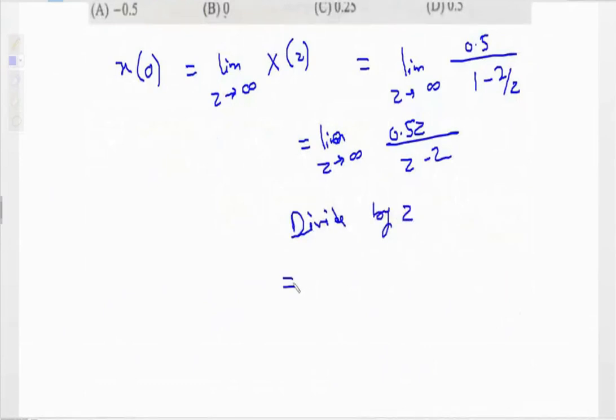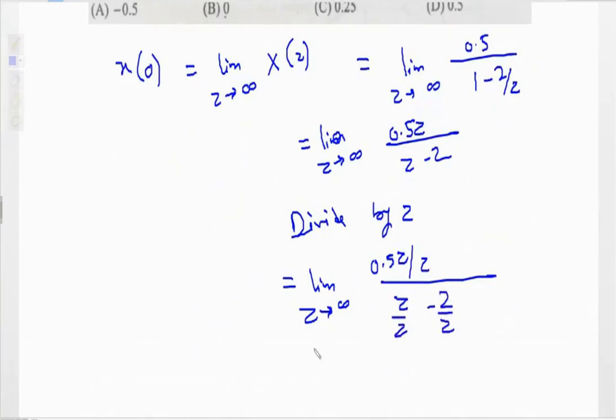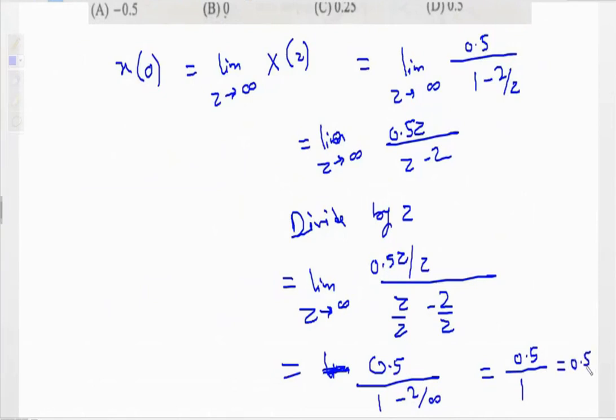So that becomes limit z tends to infinity of 0.5 z divided by z, divided by z minus 2 by z. And z cancels. Now don't write the limit, directly go for the substitution. This becomes 0.5 divided by 1 minus 2 by infinity. So 0.5 divided by 1 minus 0, that means 1. So 0.5 upon 1 is 0.5. And it is available in the option also.